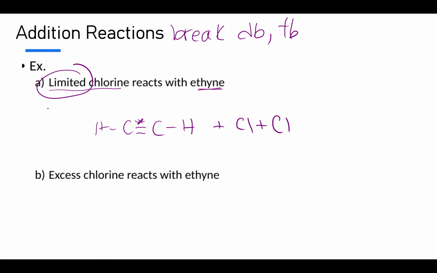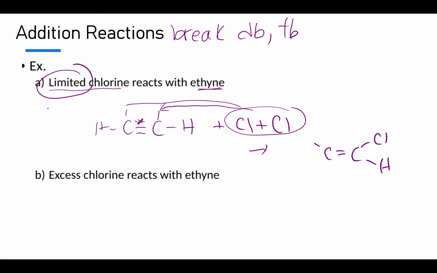And if you break a bond, that means each of these carbons can now bond to one other thing. And if it's limited, that means this chlorine will come and bond to each of these carbons. So here, our molecule is now carbon, double bonded carbon with a chlorine and a hydrogen on each carbon.